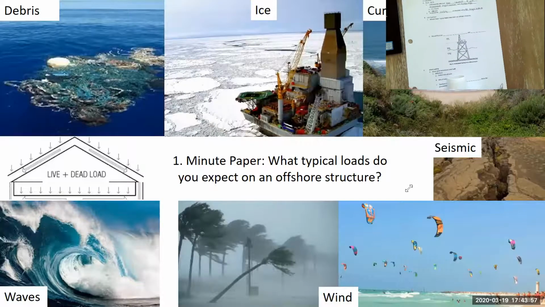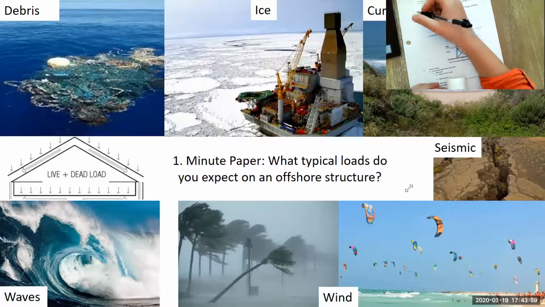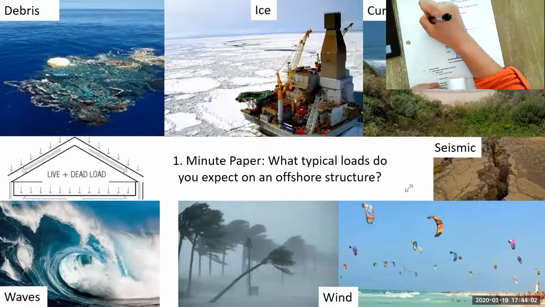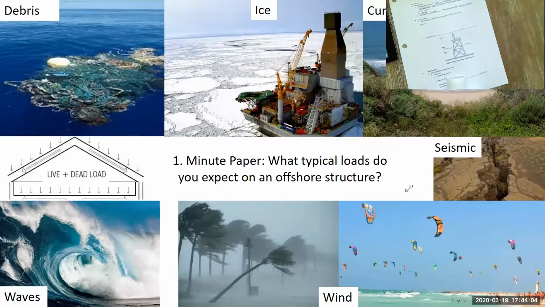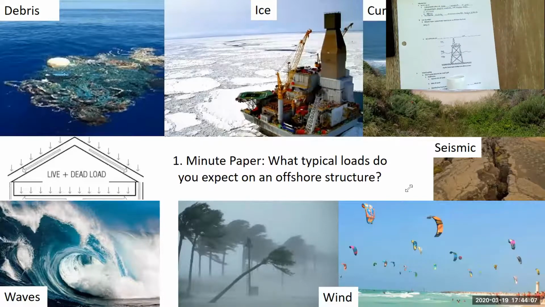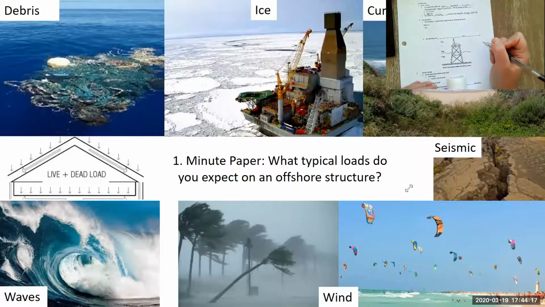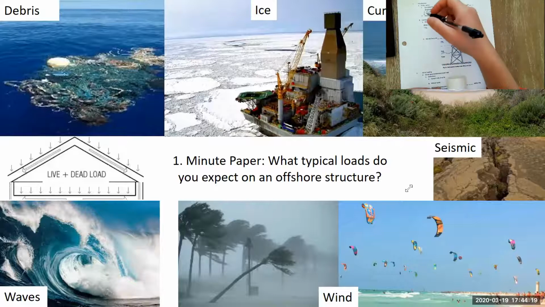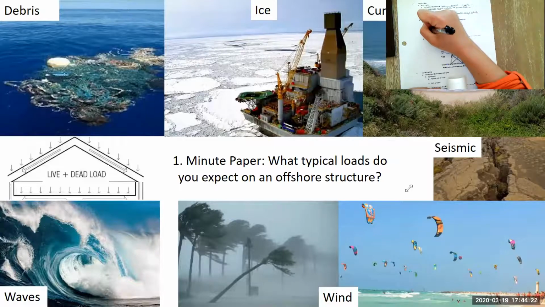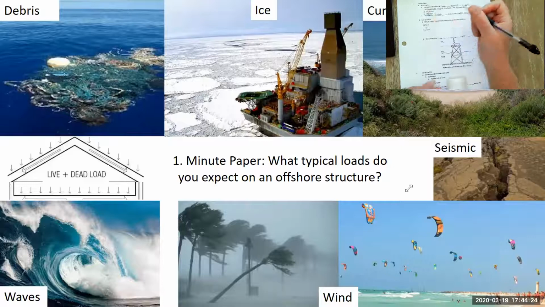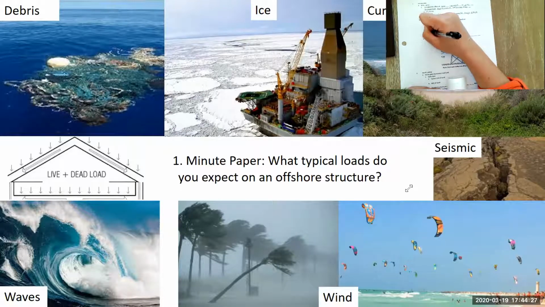So some typical loads that an offshore structure might experience. We have debris loads. So any debris that would be floating in the ocean could impact a structure, and you need to consider what that impact might do to the structure. Also, depending on where your structure is, you might have to deal with ice loads, also seismic loads. You have current, you have wind, you have waves. You might have thermal expansion.